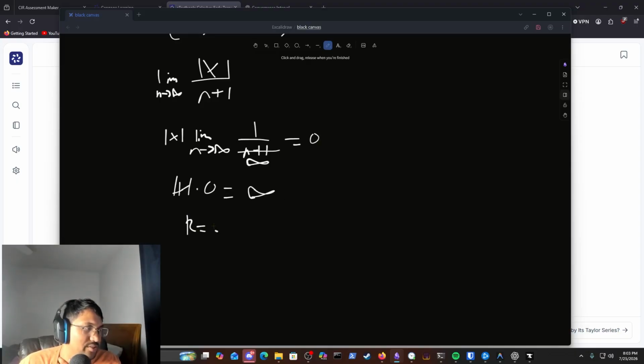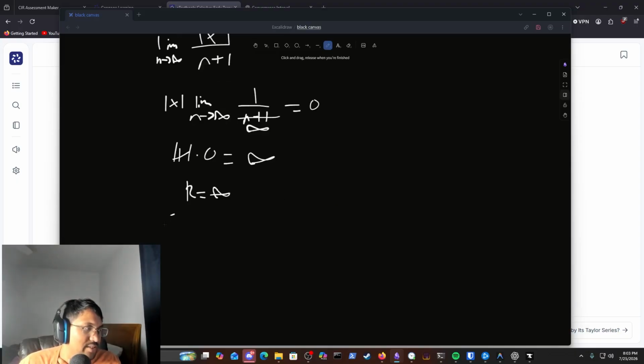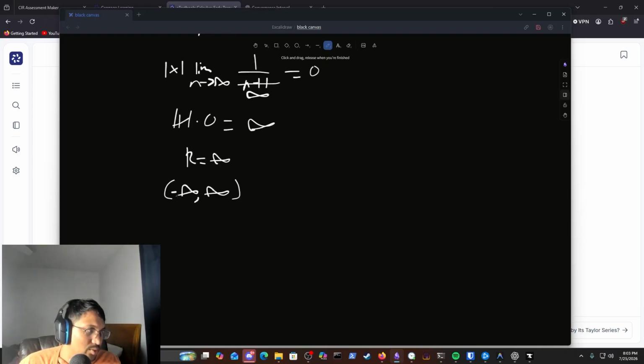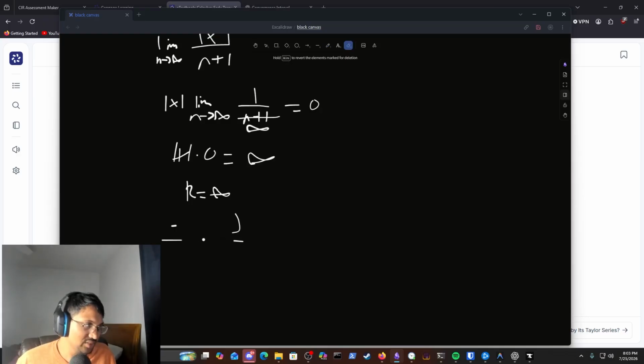The only thing that can account for multiplying by 0 is infinity. So our radius is equal to infinity, and thus our interval of convergence is all real numbers, or negative infinity to positive infinity. And of course, we can't test these endpoints since it is infinity, so we would say that it is not convergent at those endpoints. It grows without bounds.